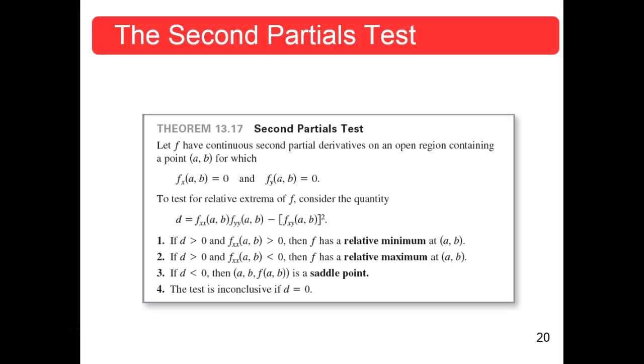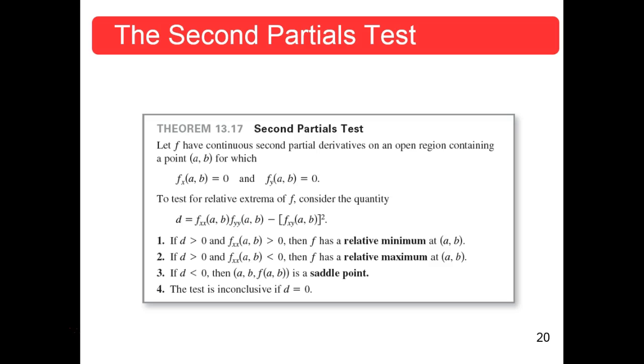But if D is positive, the difference is positive, and f sub xx is negative, that means it has to be that f sub yy is negative, so therefore you have a relative maximum at (a, b). But if D is negative, then f of (a, b) is a saddle point. Okay? Now, what does that mean?